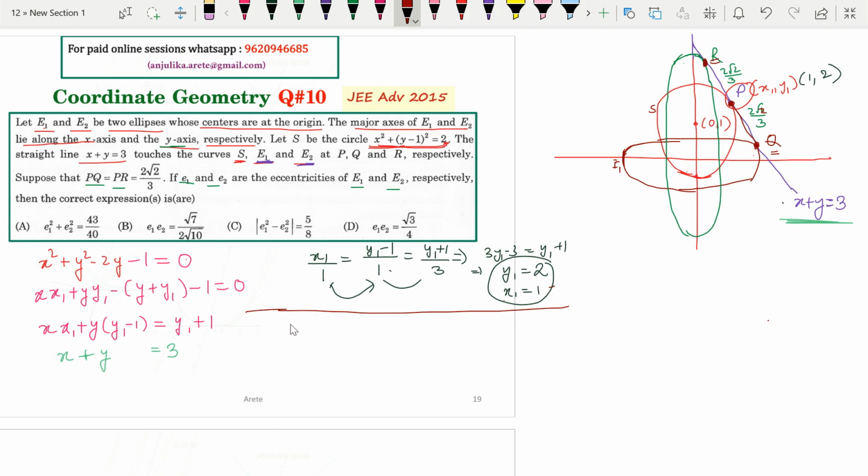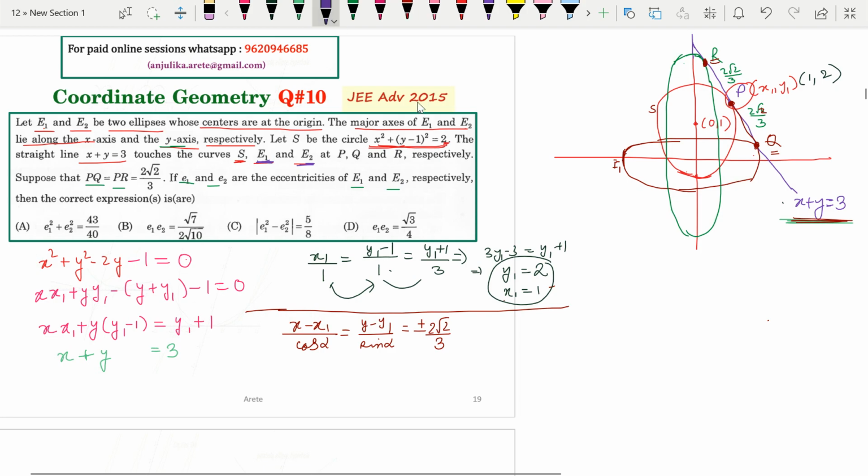Let me write parametric form. X minus x1 upon cos alpha, where alpha is the inclination of that line. Tan alpha is the slope of this line, along which you are going to take the distance. Y minus y1 upon sine alpha is equal to, in our case, plus or minus 2 root 2 by 3. This much distance.